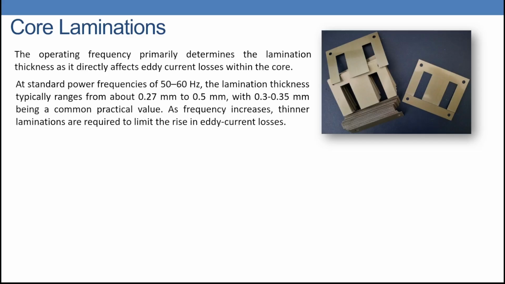As we move to higher frequencies, thinner laminations become necessary to keep those eddy current losses under control. For example, in aerospace applications where the frequency is 400 Hz, the laminations will be in the range of 0.1 millimeter. For higher frequencies, 1 kHz and more, ferrite cores can be used.